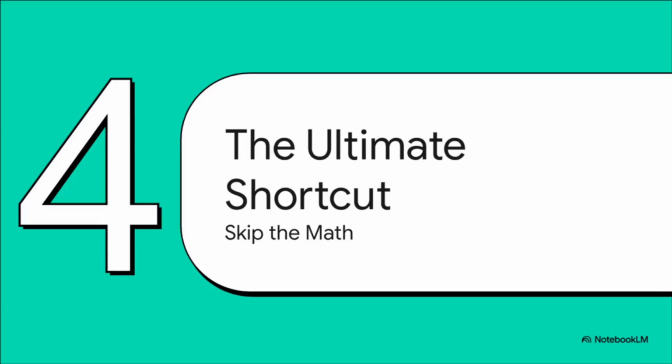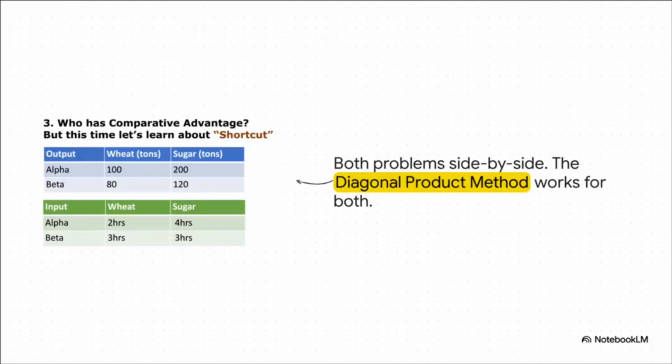Okay, you've put in the work. You get the logic behind opportunity cost. So now, it's time for the reward. I'm going to show you the fastest, easiest way to solve these problems. This is perfect for when you're taking a test and you're on the clock. Here they are again, both of our tables side by side, the output table and the input table. Now, believe it or not, there is one simple trick that solves both of these in like 10 seconds flat.